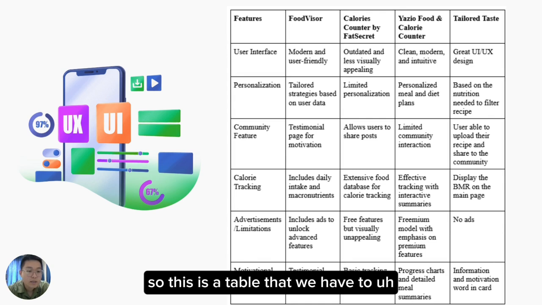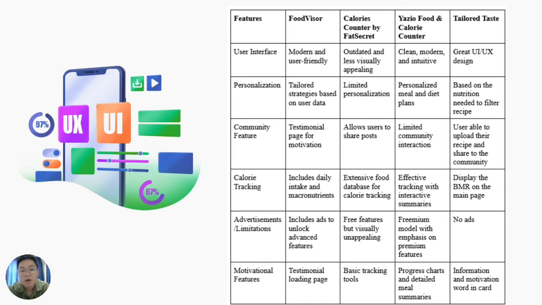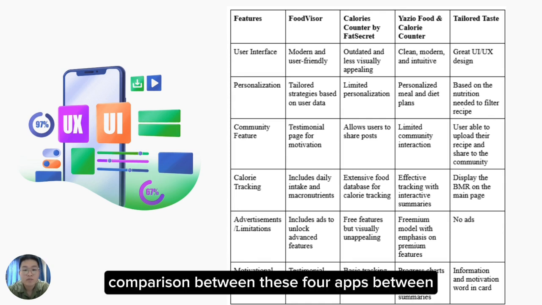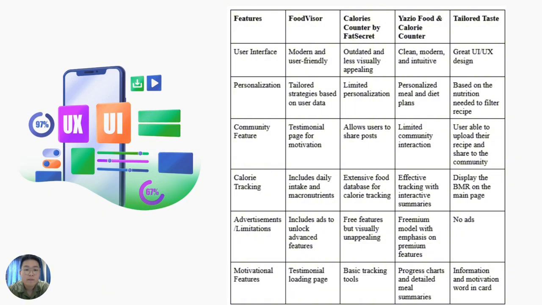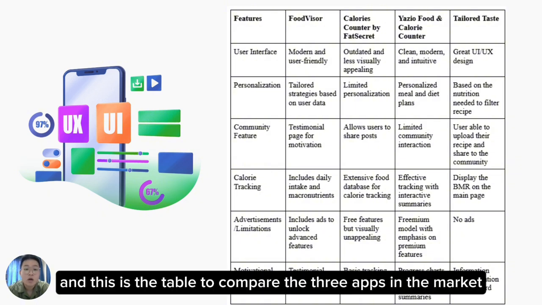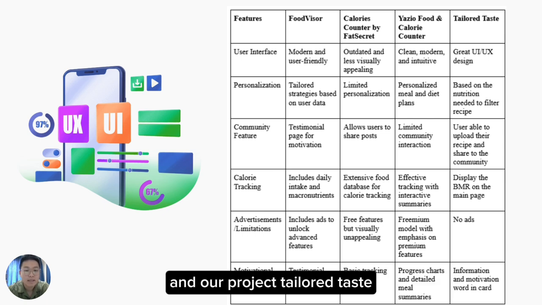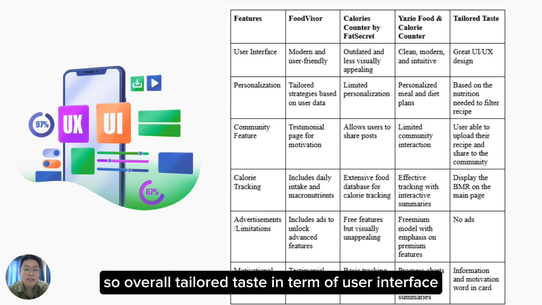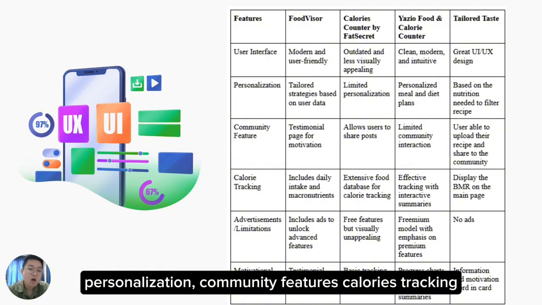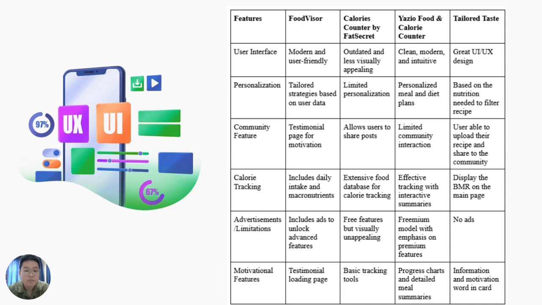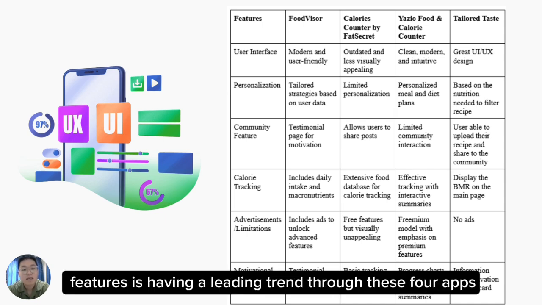So this is a table that we have to compare these four apps. This table compares the three apps in the market and our project Tailored Taste. Overall, Tailored Taste, in terms of user interface, personalization, community features, calorie tracking, advertisement and limitation, and motivational features, is having a leading trend among these four apps.